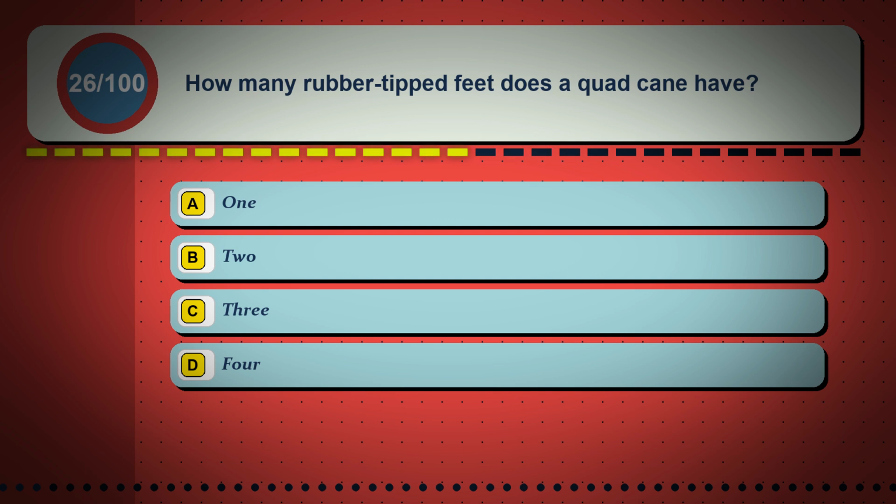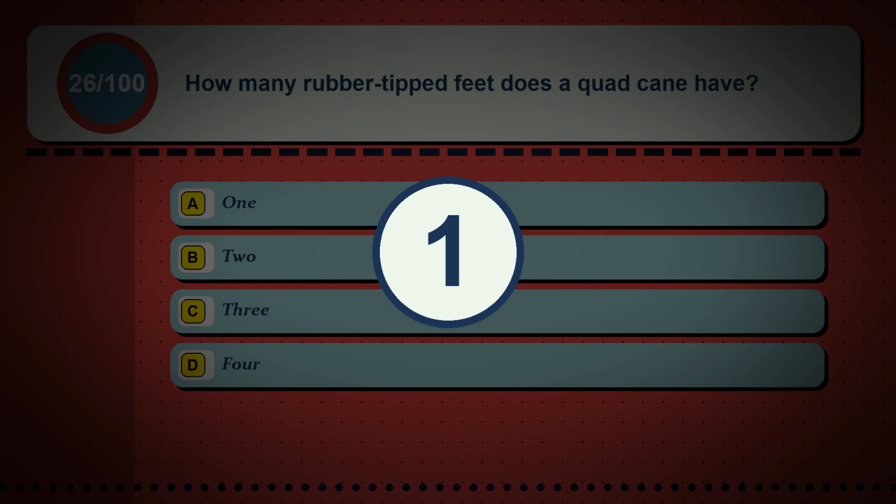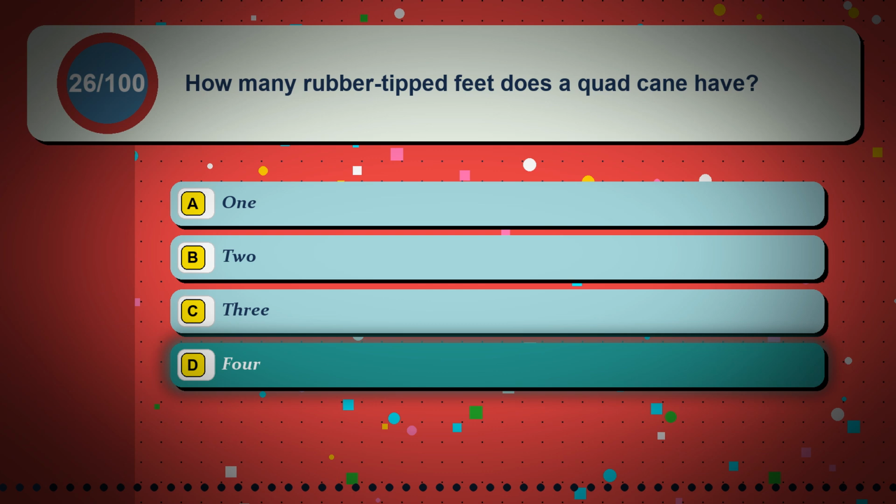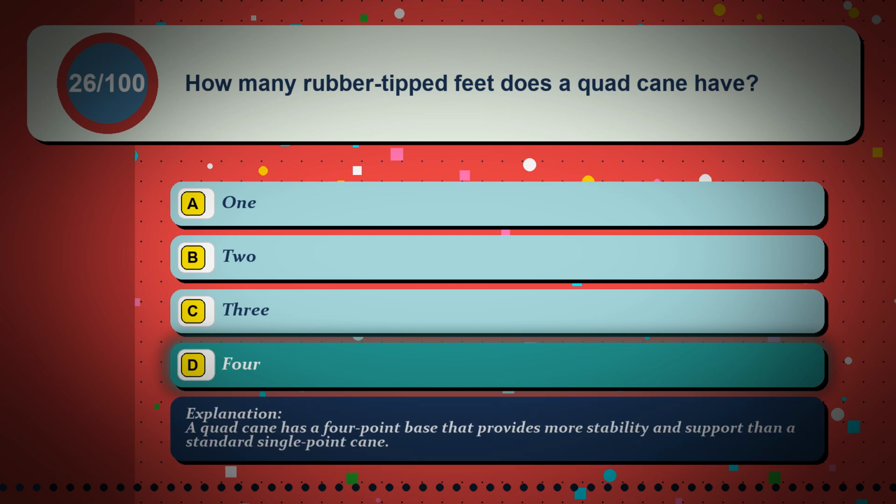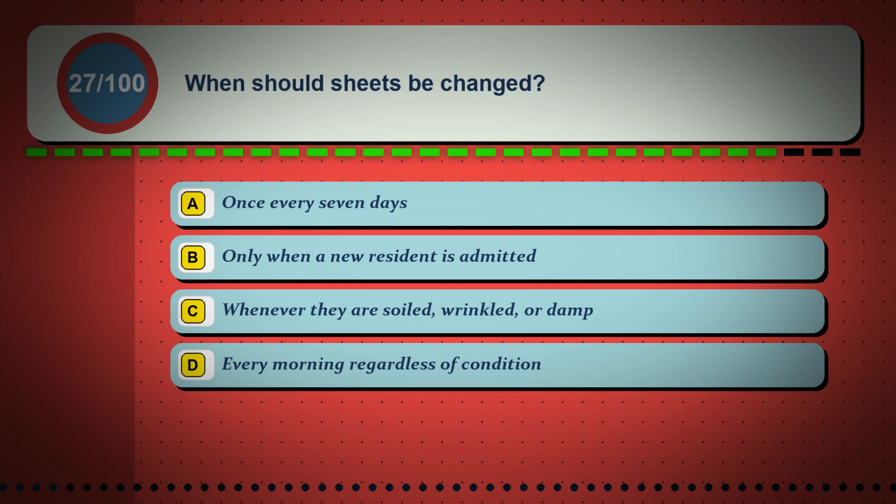Option A. 1. Option B. 2. Option C. 3. Option D. 4. The correct answer is option D. 4. A quad cane has a 4-point base that provides more stability and support than a standard single-point cane. Question 27. When should sheets be changed?